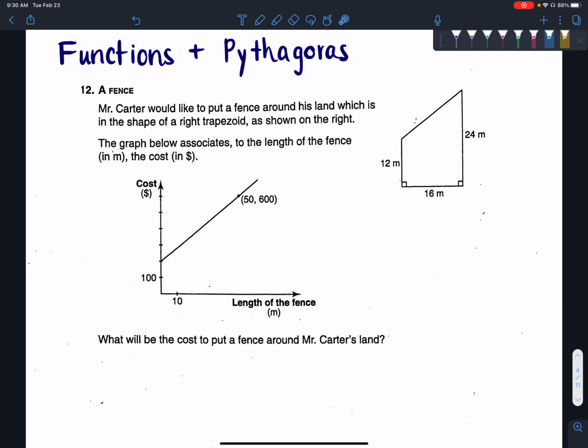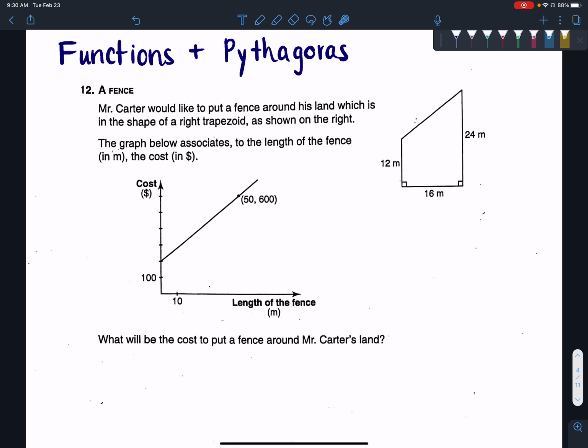So here you have Mr. Carter would like to put a fence around his land, which is in the shape of a right trapezoid, as shown on the right. So we've got this fence situation. The graph below associates to the length of the fence in meters the cost in dollars. So here we've got our graph.